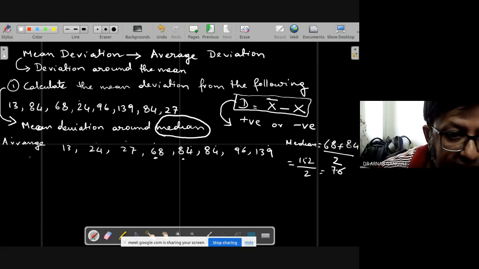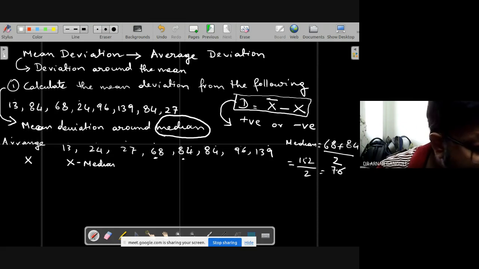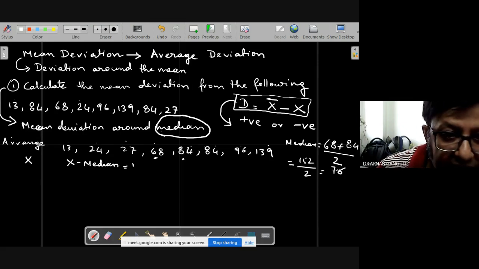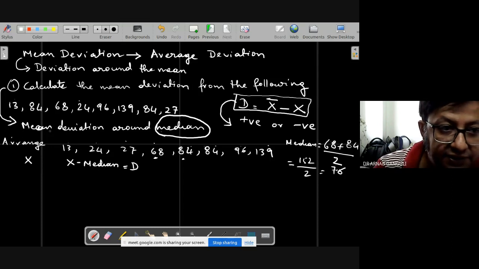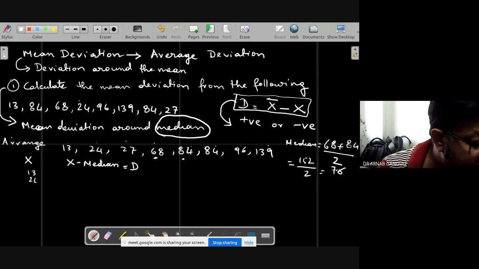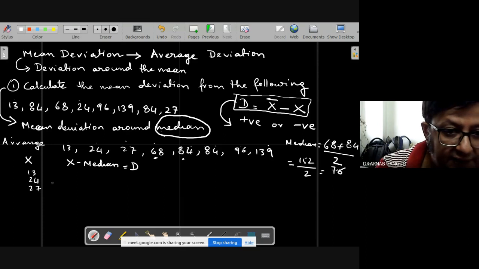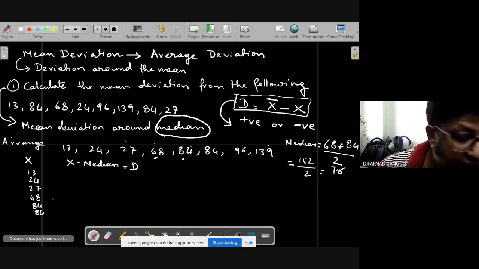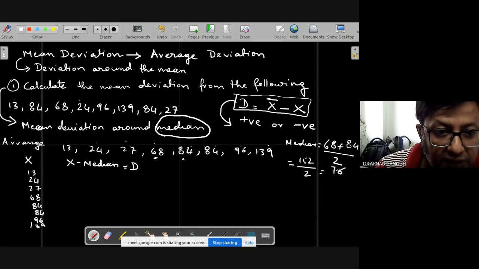Let's write x over here. X minus median is equal to d. You are calculating d. So তুমি বসালে 13, 24, 27, 68, 84, 84, 96, 139.